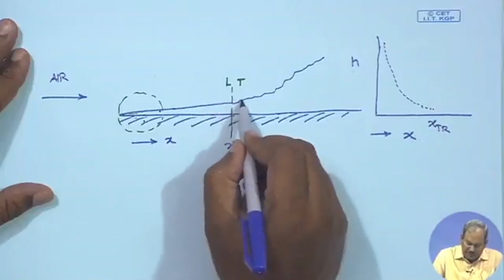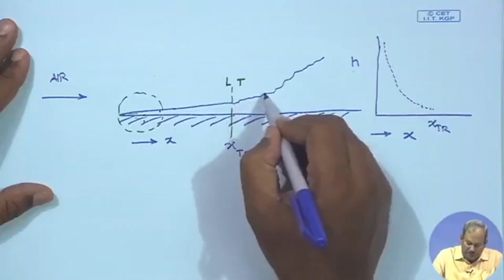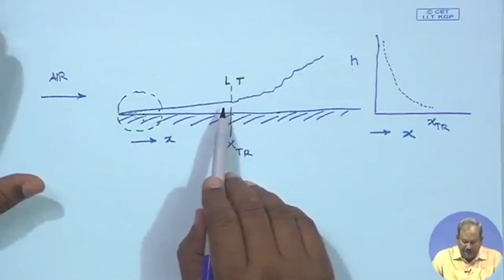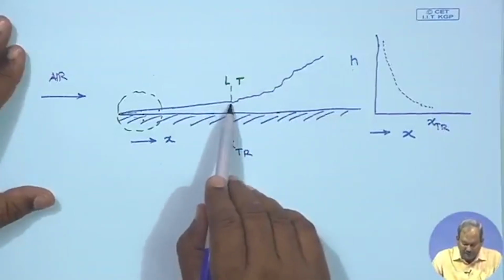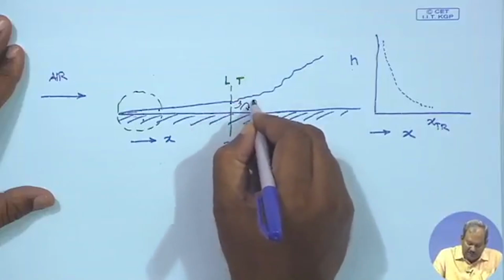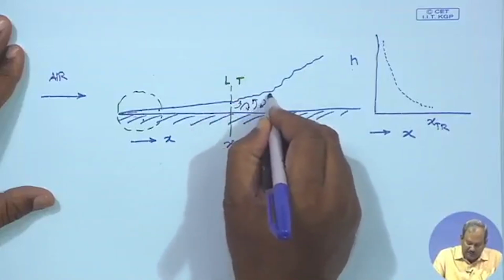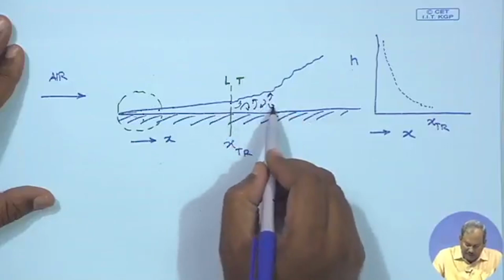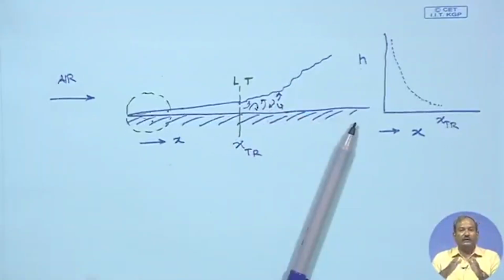At this point you are going to have turbulent flow, and the way we define it, up to this point I have perfectly ordered laminar flow, and beyond this point it is going to be random mixing taking place inside the boundary layer. As I told you before, in reality it does not happen like that. You do not have a clear cut demarcation between laminar flow and turbulent flow.